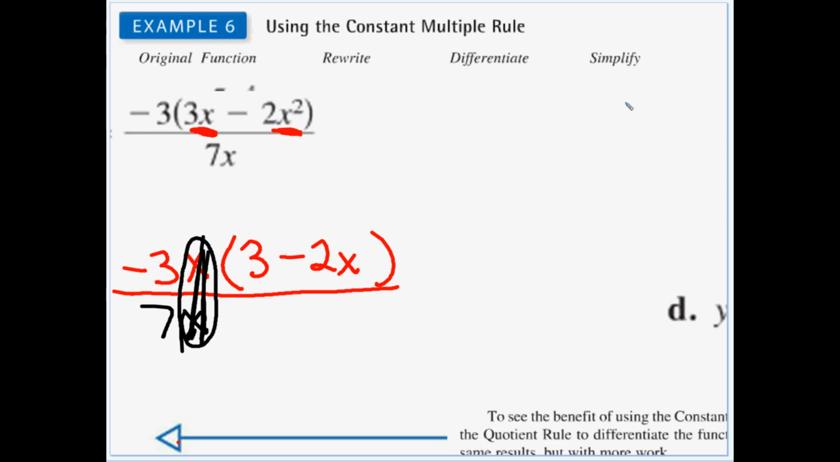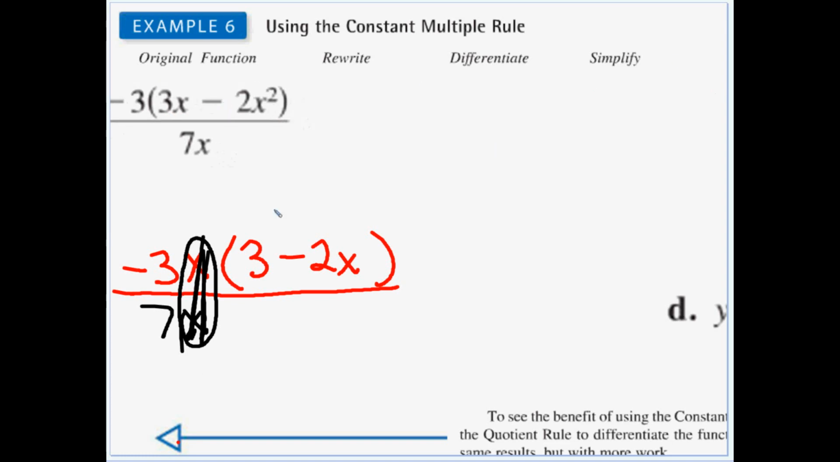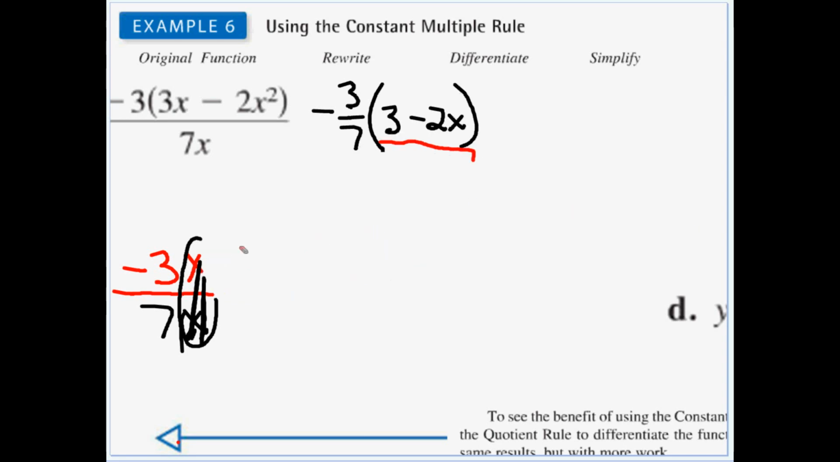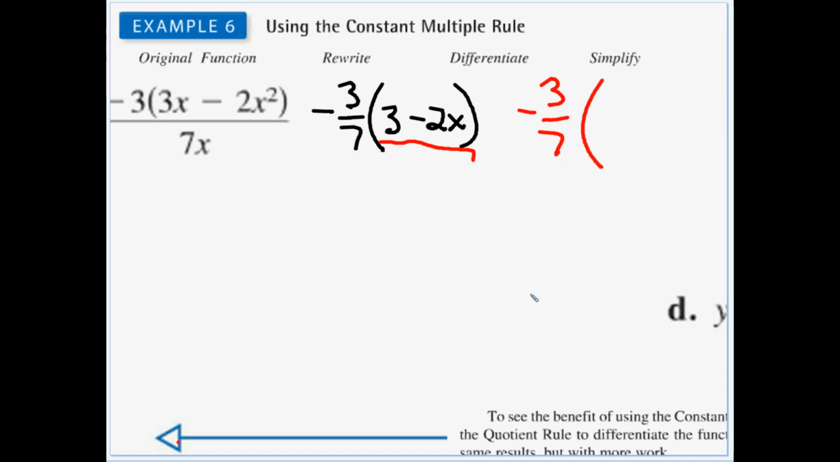So now, I'm going to come back up here. I can put this in the rewrite section. We've got a fraction out front, negative 3/7, and that's going to get multiplied by 3 minus 2x. So again, the negative 3/7 is a constant. We can differentiate this function that I just underlined in red and then multiply it by that same constant. So the constant does come along, negative 3/7 times.